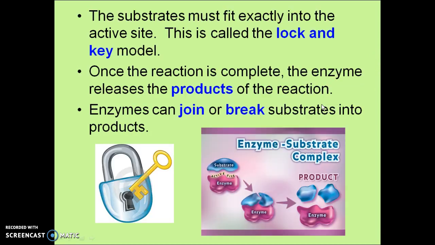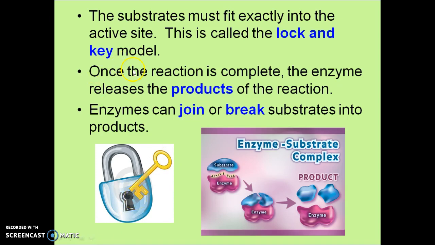Now the substrate, or the reactant, has to fit exactly into the active site, like we saw with this picture right here. So we often call the interaction between an enzyme and its substrate a lock and key interaction, or the lock and key model. So let's say this lock represents our enzyme, and the key represents the substrate or reactant molecule. The key is going to fit into a specific part of the lock, the keyhole, and that keyhole represents the active site of the enzyme.